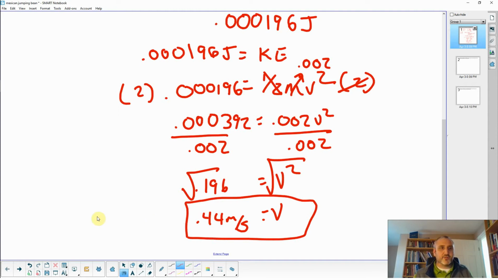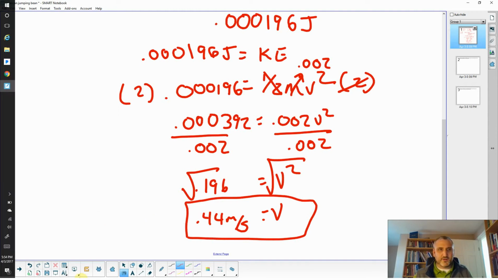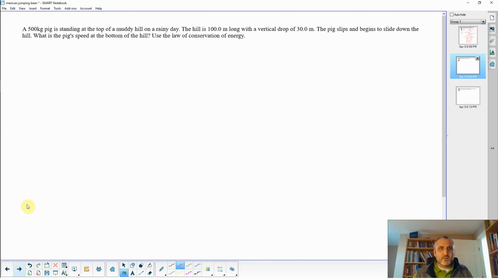And let's get on with the second problem here. So let's go to number 2. A 500 kilogram pig is standing at the top of a muddy hill on a rainy day. The hill is 100 meters long with a vertical drop of 30 meters. The pig slips and begins to slide down the hill. What's the pig's speed at the bottom of the hill?